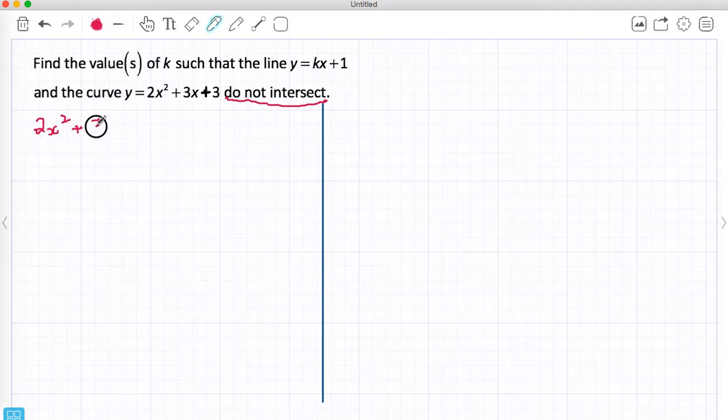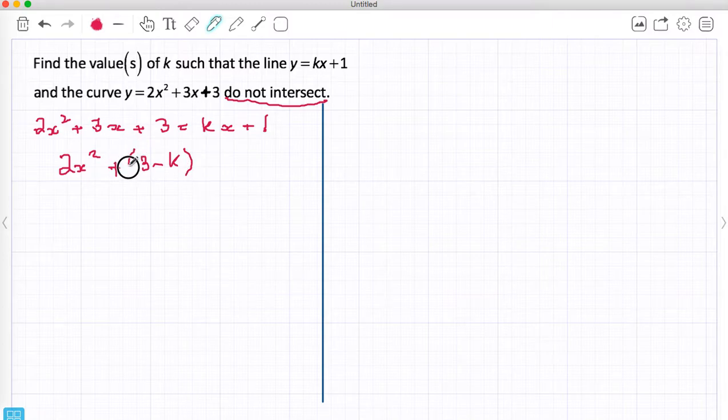So I'm going to take 2x squared plus 3x, this is a plus 3 in here, equal to kx plus 1. They don't intersect. There are no solutions. What I'm going to do first of all is rearrange it to make it equal to 0. So 2x squared, this is plus 3x, and I'm going to take kx away, so it ends up being plus 3 take away k x's. I'm going to take away this 1 from both sides to make it plus 2. And now it's equal to 0.